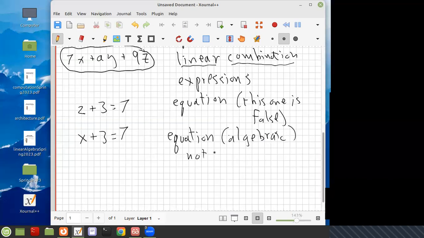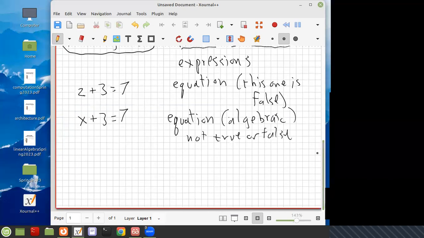So it's not a proposition, not true or false yet. It will become a proposition once we choose a value for x. If we chose the value for x is 4, this would be true. But if we chose some other value like 5, it would be false. Okay. But there's different ways to make an algebraic equation true or false.